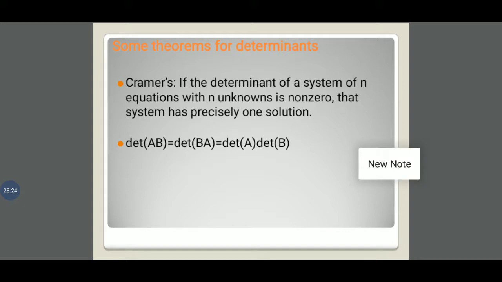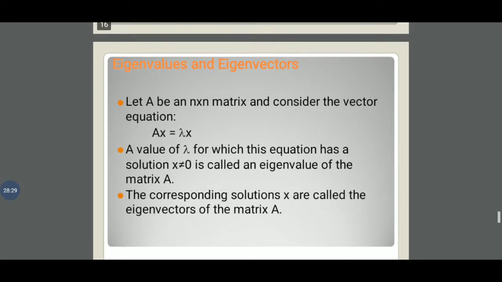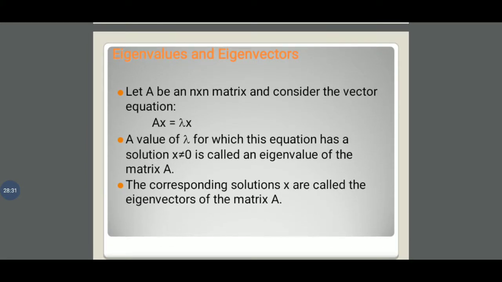Now let's consider eigenvalue and eigenvector. In short, what are eigenvalue and eigenvector? Suppose A is a square matrix of order n by n. Consider the vector equation Ax equals lambda x. A value lambda for which this equation has a solution x not equal to 0 is called an eigenvalue of the matrix.